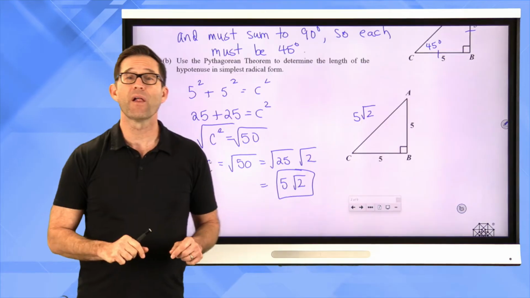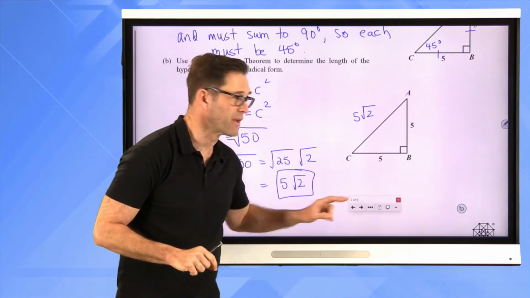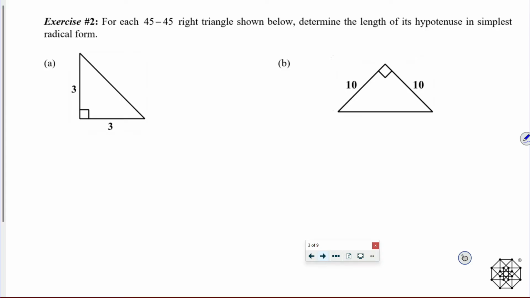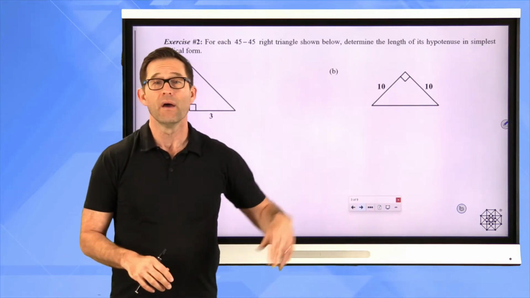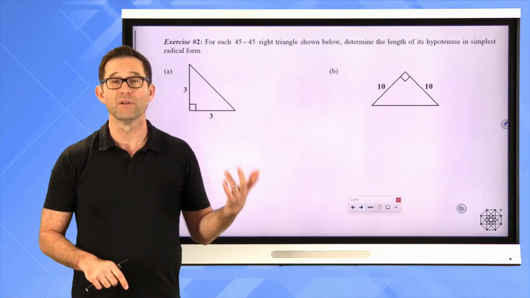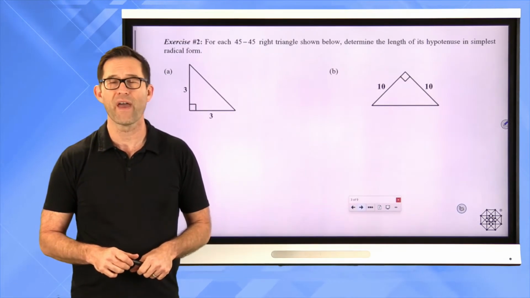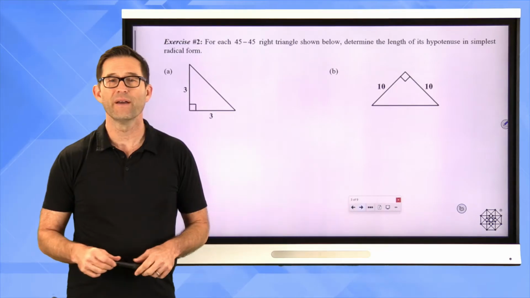But let's see if we can develop a pattern now that we can exploit every time we see an isosceles right triangle. All right, exercise number 2. For each 45-45 right triangle shown below, determine the length of its hypotenuse in simplest radical form. Awesome. Well, why don't you go ahead and do this now for letter A and letter B. Exactly what we did before, we're just looking for the length of the hypotenuse in each case. Pause the video now and go ahead and do both A and B. All right, let's do it.